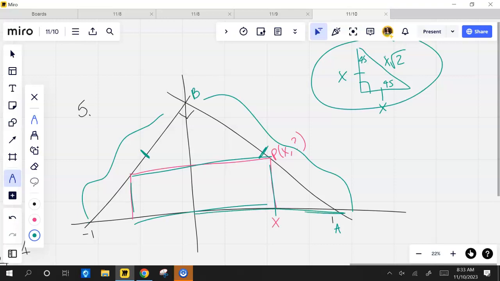This side is 1, which means this is what? 1. Agreed? What are the coordinates of point A? 1, 0. What are the coordinates of point B? 0, 1.